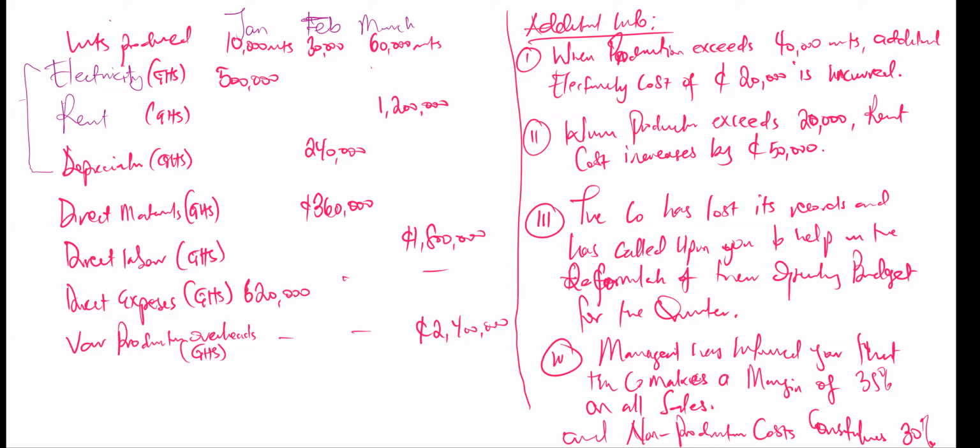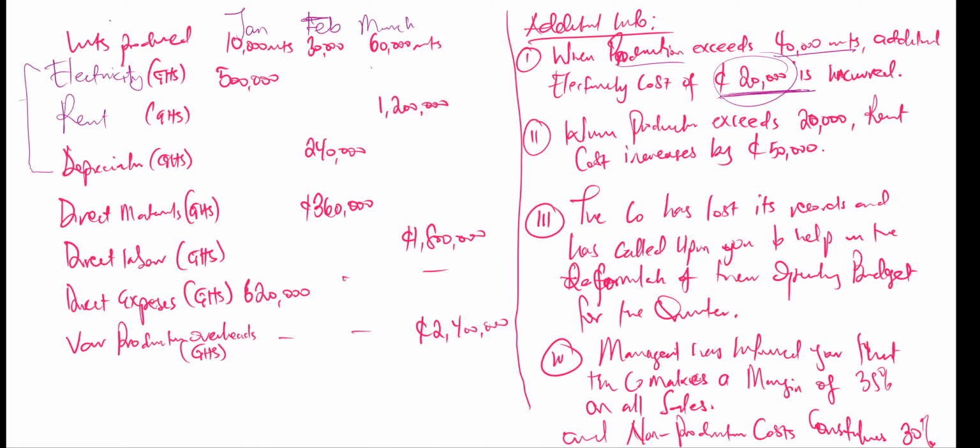It means that they wouldn't change, unless told otherwise. So electricity wouldn't change. It should be the same throughout. But there's a note. It says that when production exceeds 40,000, electricity cost increases by 20,000. That means this is a step cost.